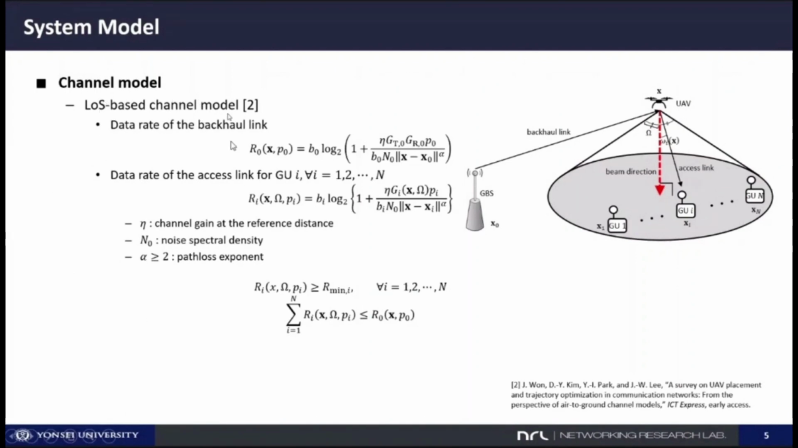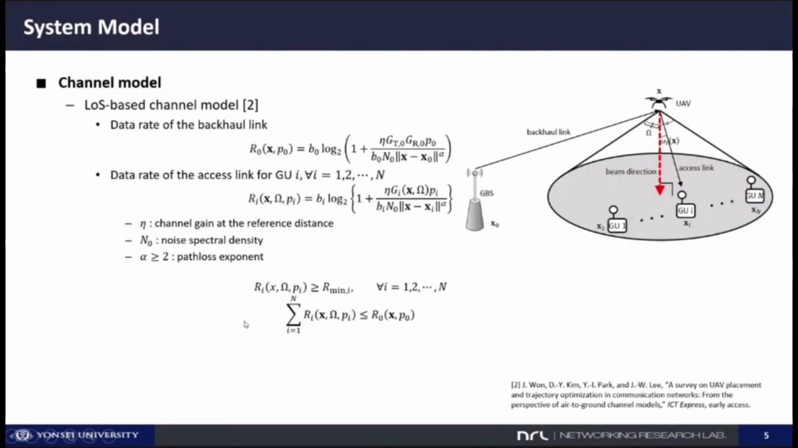And our channel model, we assume that the UAV has a height enough for LOS. So we adopt the LOS-based channel model, and accordingly, the data rate of the backhaul link is derived like this formula, and the data rate of the access link is derived as this formula. And here, these parameters represent this.